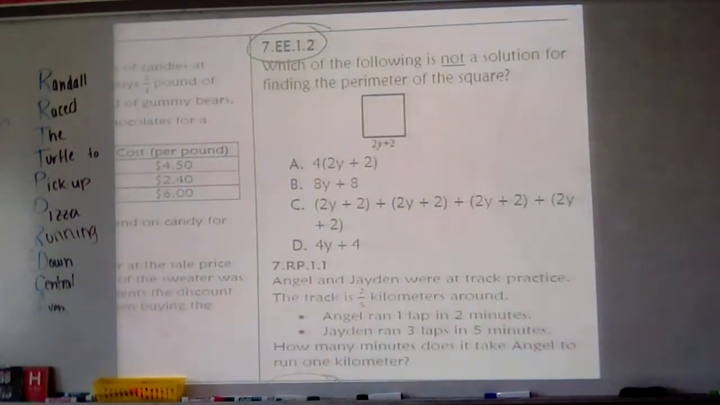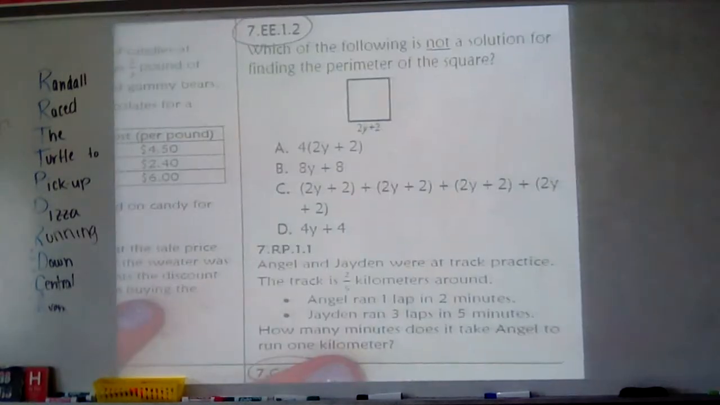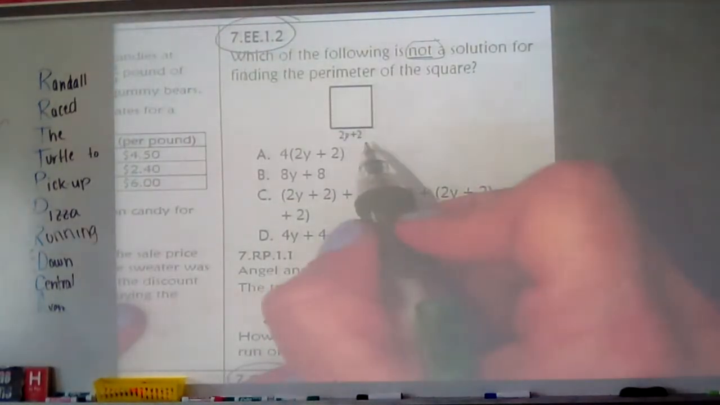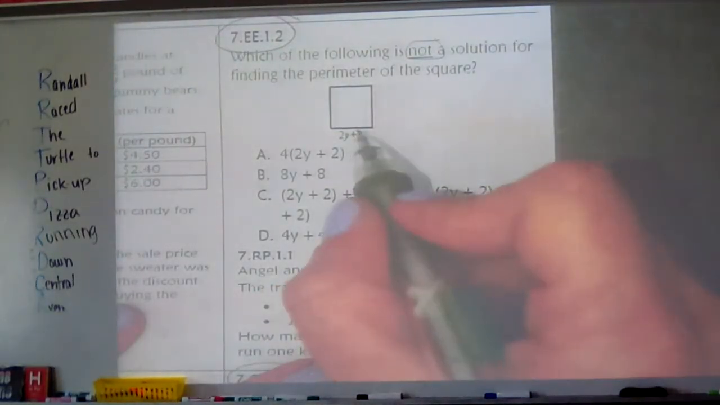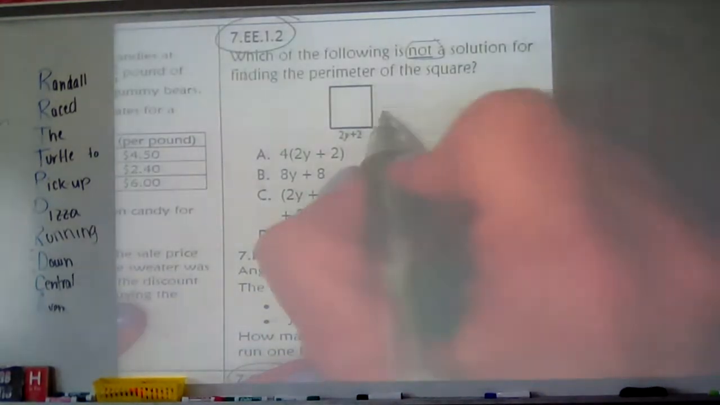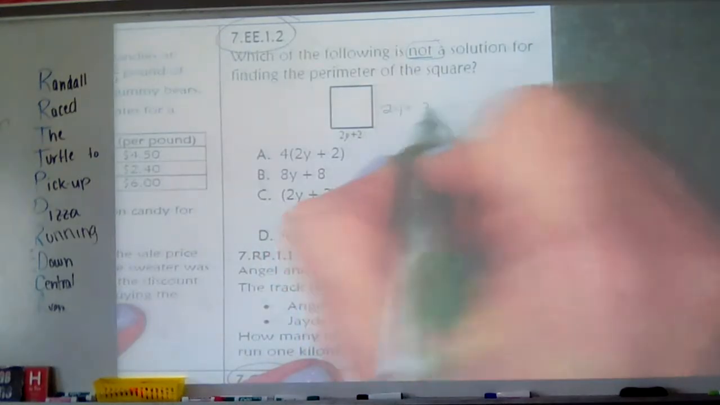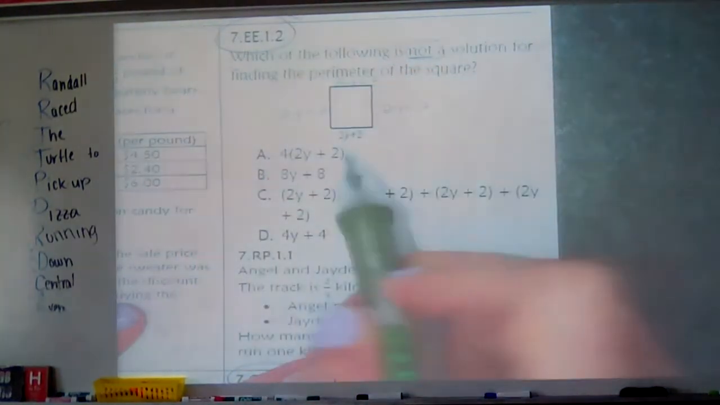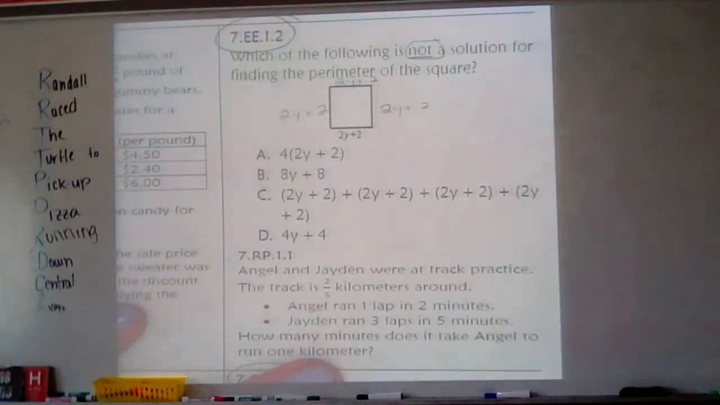So the first one on this side, we're back to equations and expressions. We're asking the question, which of the following is not, keyword not, a solution for finding the perimeter of a square? So the first thing that I would suggest for a question like this is to look at the square and see how you would find its perimeter. One way is to simply add 2y plus 2, plus 2y plus 2, plus 2y plus 2, okay?